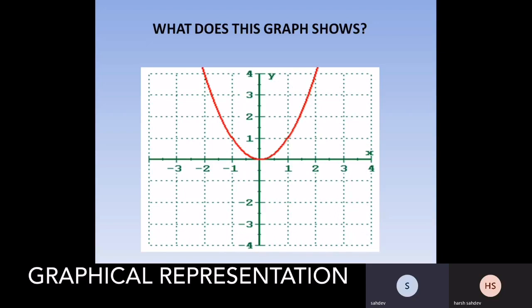Now, what does this graph show? You have to tell me the answer in the next class. What will this graph show? It is cutting at only 1 point, that is 0.